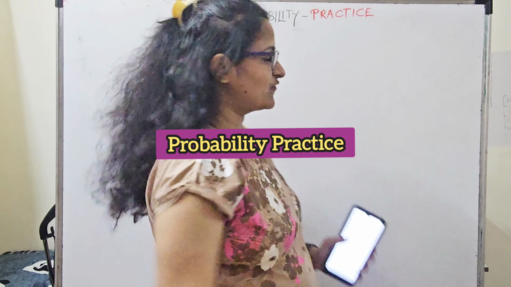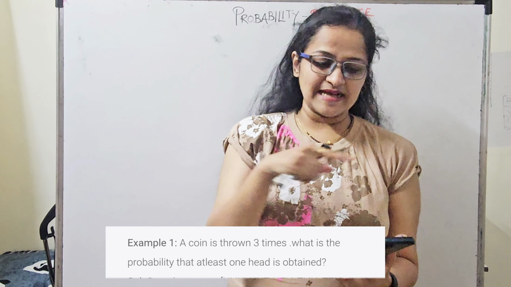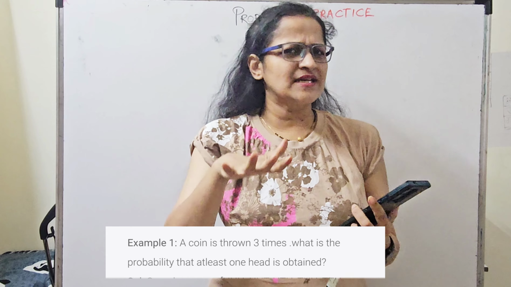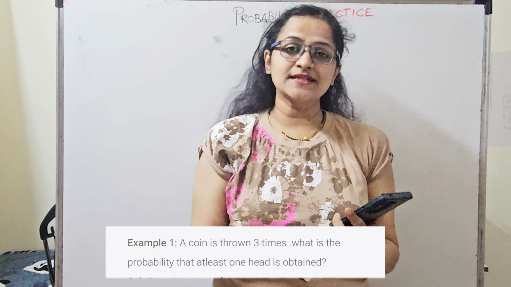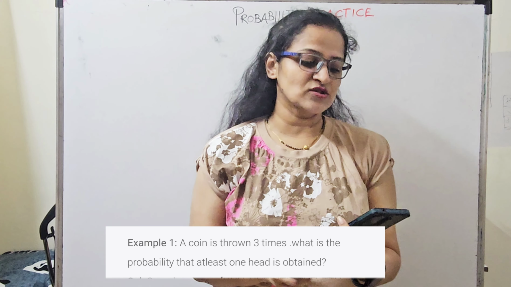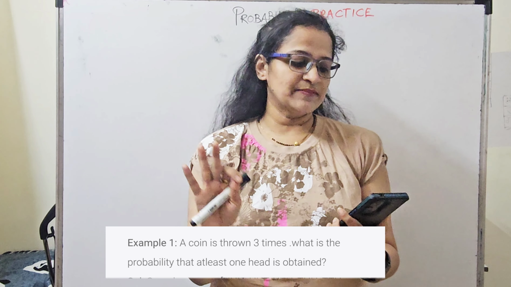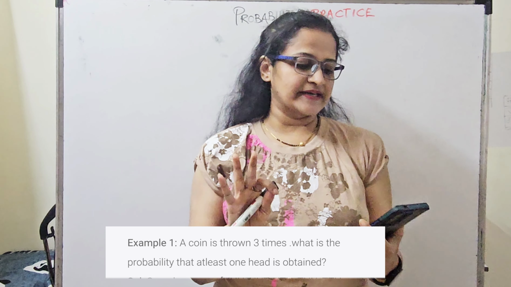Quickly get started with the first example. The example is already flashing on your screen. The first question is going to be a little easy, but then we are going to increase the difficulty level example by example. So the first question is: a coin is thrown 3 times. What is the probability that at least one head is obtained?